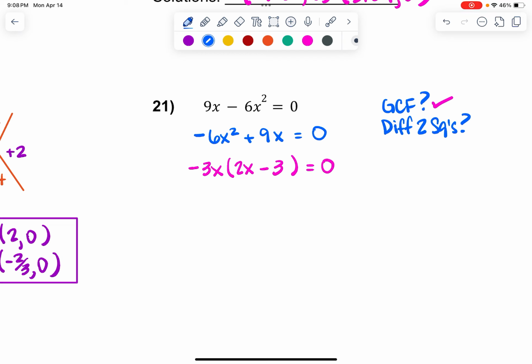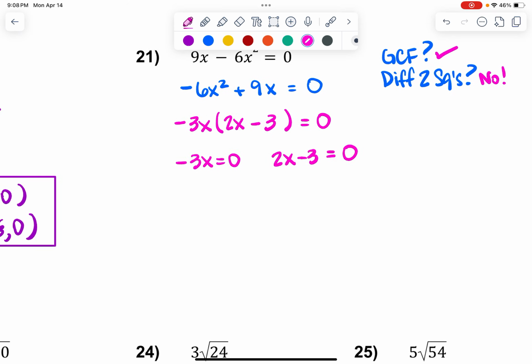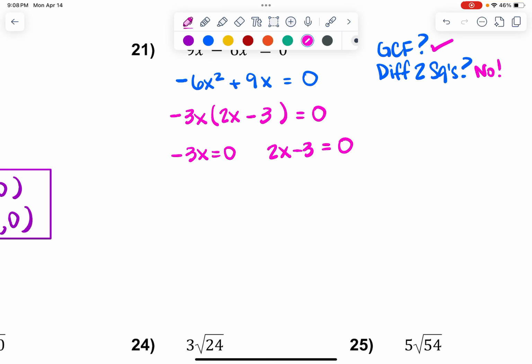So all we did was factor out the GCF. I'm putting no here. There you go. And we're not done, of course, because we need to take each factor and set each of our factors equal to 0. So we're going to take negative 3x and set it equal to 0. And then we're going to take 2x minus 3 and set it equal to 0. And then we're going to solve these little algebra equations.